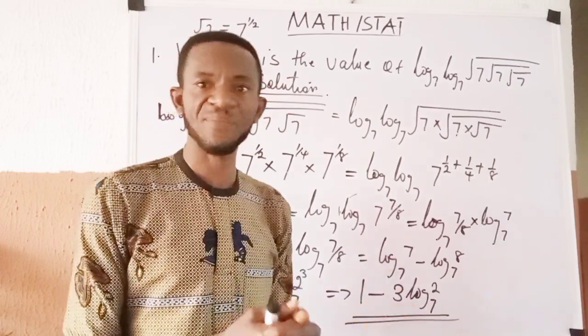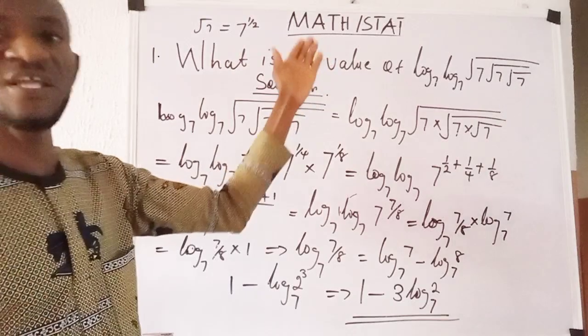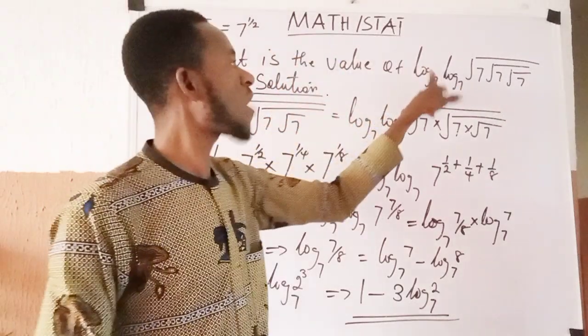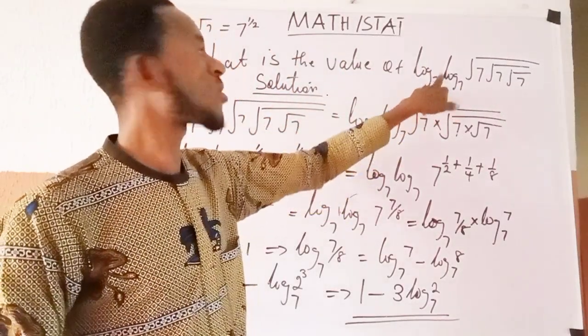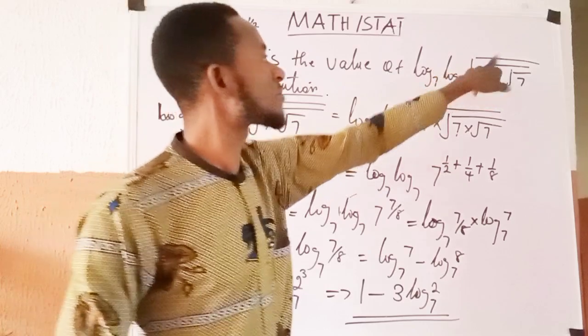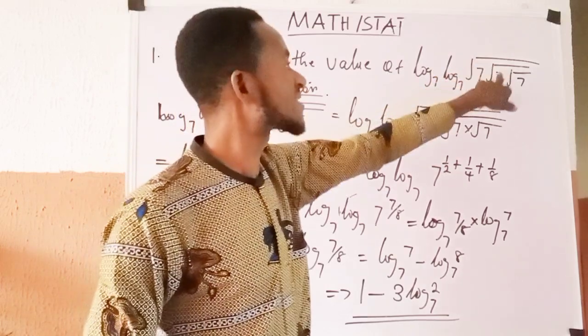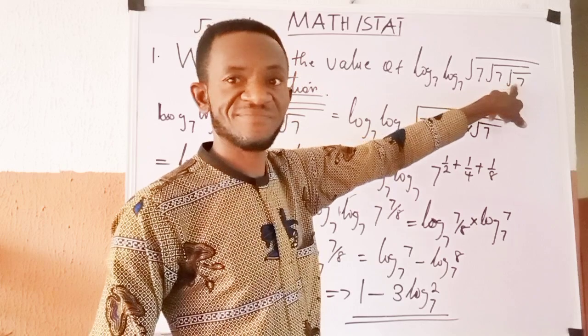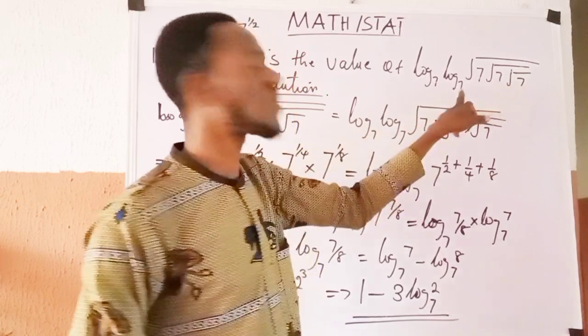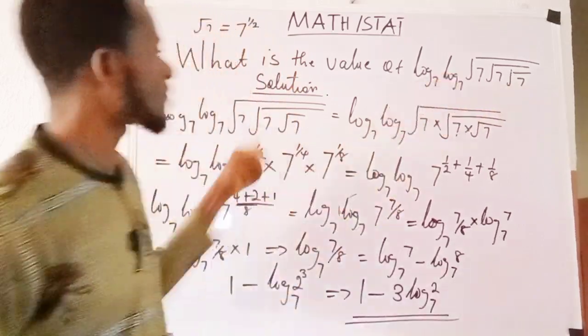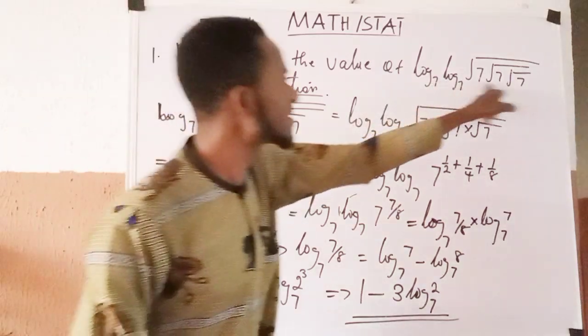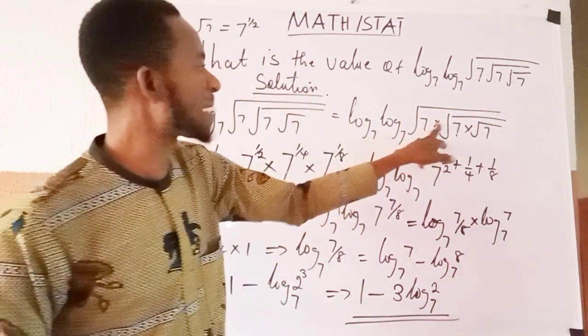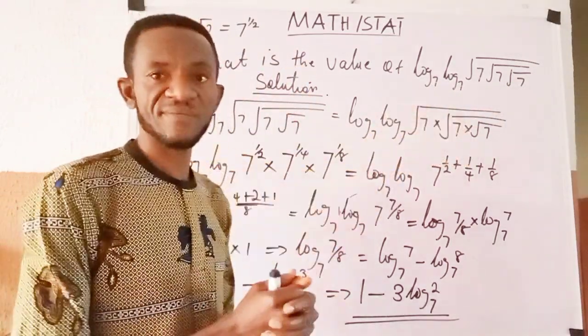As a way of recap, we are told to evaluate the value of log base 7 multiplied by log of square root of 7, square root of square root of 7, in base 7. We first of all told ourselves that this thing can be expressed this way by putting your multiplication signs this way.